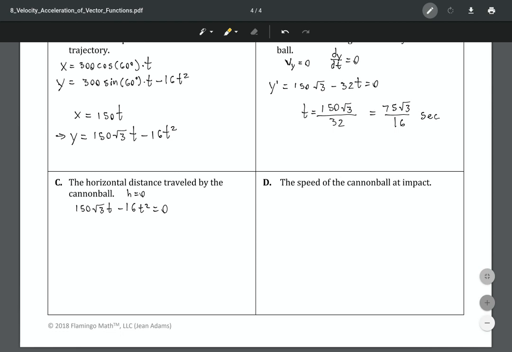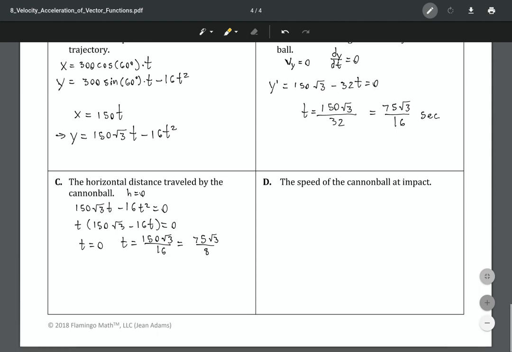In the y direction, if I set that equal to 0, I'm going to factor out a t. Set each factor equal to 0. So you have one time where t is equal to 0. You have another time where t is equal to 150 square root of 3 over 16, which is 75 square root of 3 over 8. So that's the time that it takes for the ball to hit the ground.